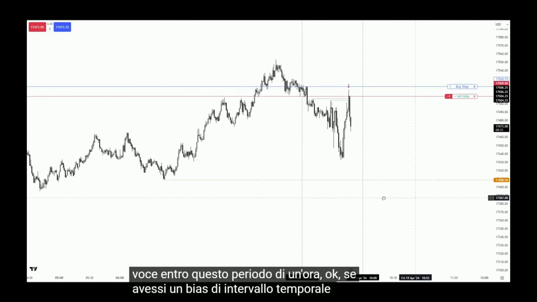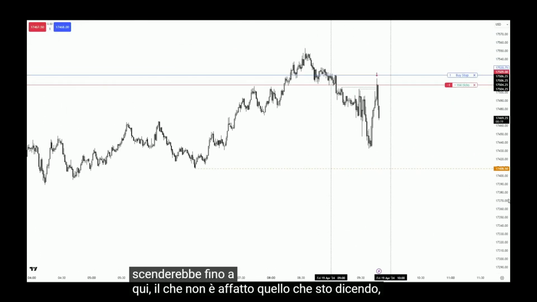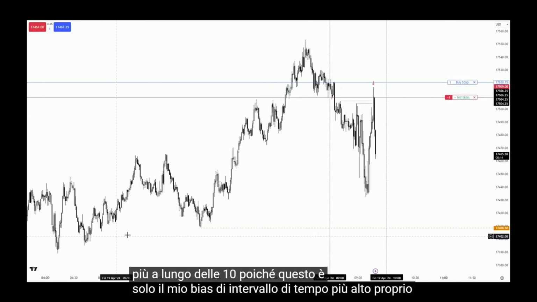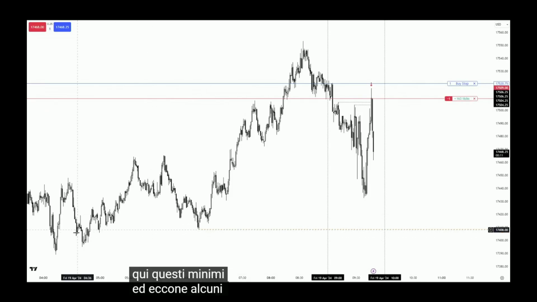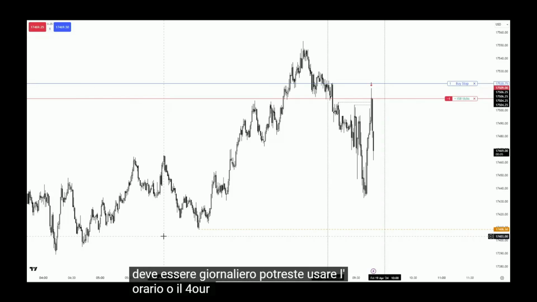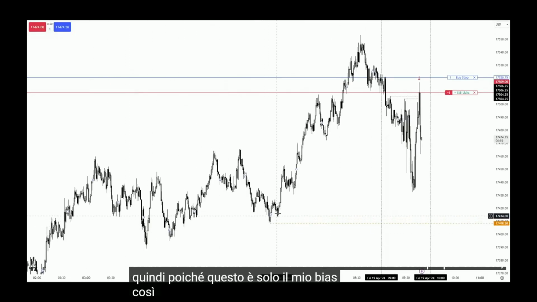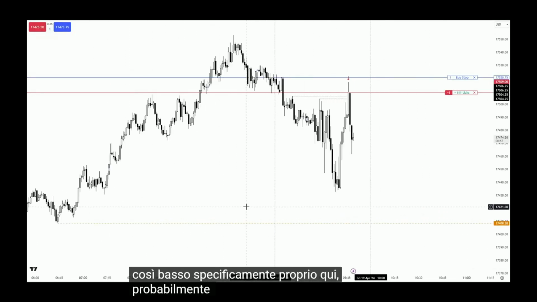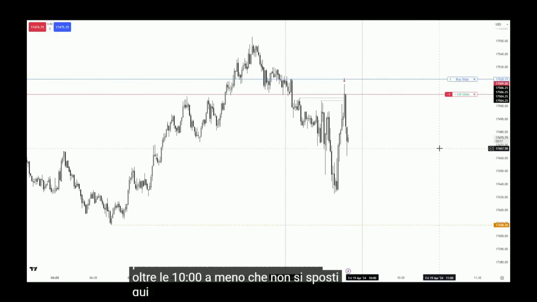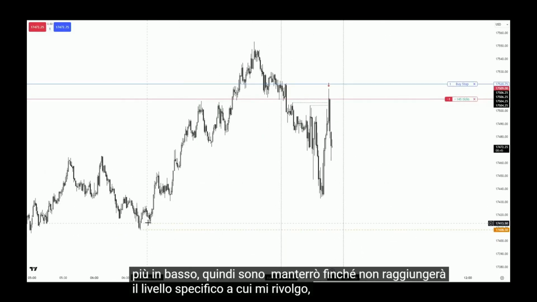If I had a higher time frame bias that price is going to drop all the way down to here, which is not what I'm saying at all, then I could potentially hold this longer than 10 o'clock. Since this is just my higher time frame bias right here, these lows, and here's a tip for you guys: higher time frame bias does not have to be daily. You could use the hourly or the 4-hour as your higher time frame bias. So since this is just my bias, this low specifically right in here, I'm not likely going to be holding that much past 10 o'clock unless it just chops around in here for the next hour and then heads lower. So I'm going to hold until it hits the specific level that I'm targeting, which is this low.